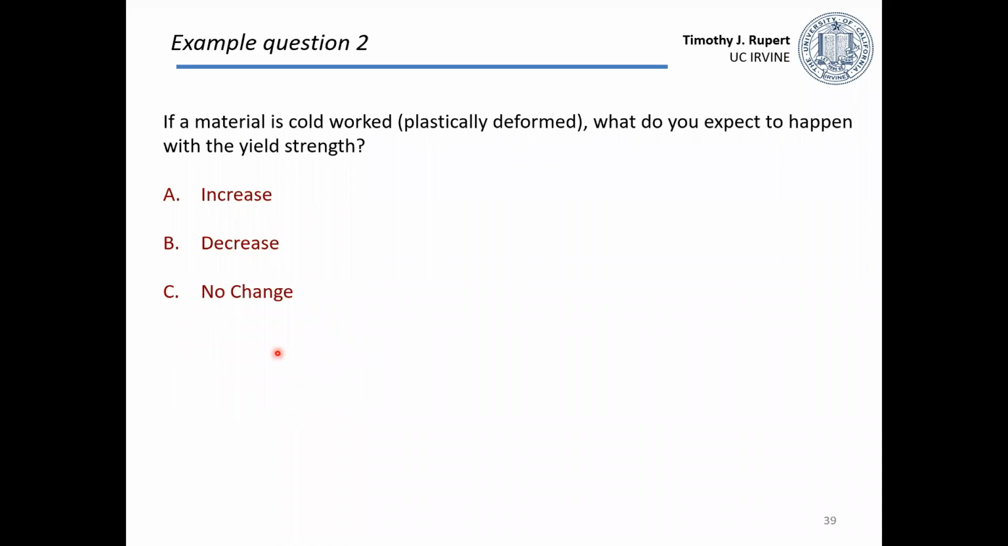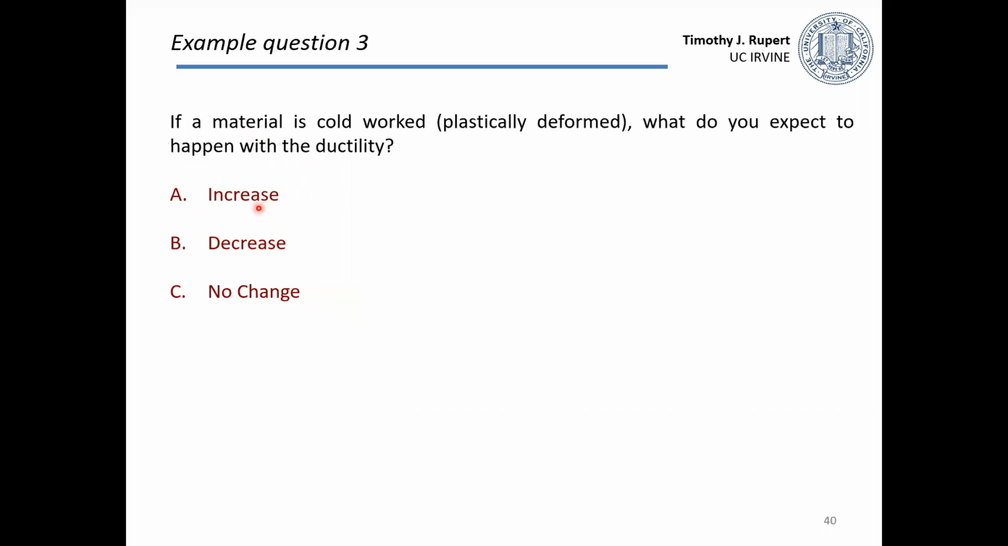All right, let's do another one. If our material is cold worked, so it's plastically deformed, what would we think would happen to our yield strength? When we cold work, we're adding more and more dislocations into the sample. These are going to be obstacles. We mentioned obstacles increase our strength. The answer is it will increase the yield strength of our material. All right, if a material is cold worked, we just said our yield strength goes up. What do we expect to happen to ductility? We said that strength and ductility are usually inversely related. So generally our ductility will decrease.